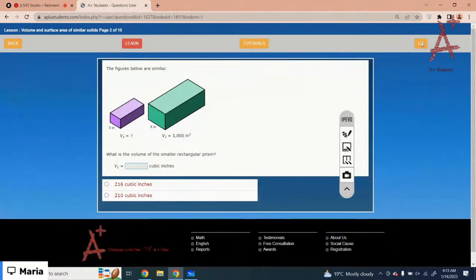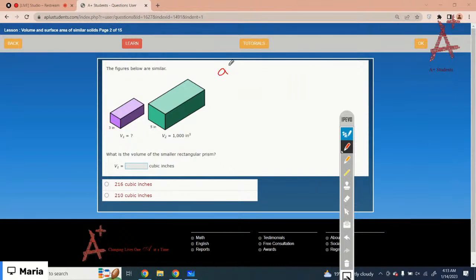Okay, the figures below are similar. Find the volume of the smaller rectangular prism. Got it? So whenever you are working on the volume, you have to find the cube of their corresponding sides. So it would be a cube divided by b cube. It is 3 over 5. So it would be 3 cube divided by 5 cube. Got it? So just calculate the cubes. 3 times 3 is 9 and 9 times 3 is 27. 5 times 5 is 25 and 25 times 5 is 125.